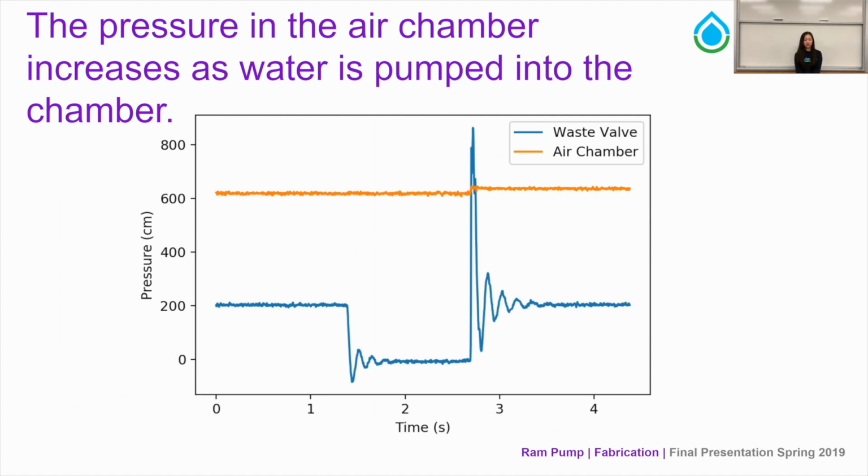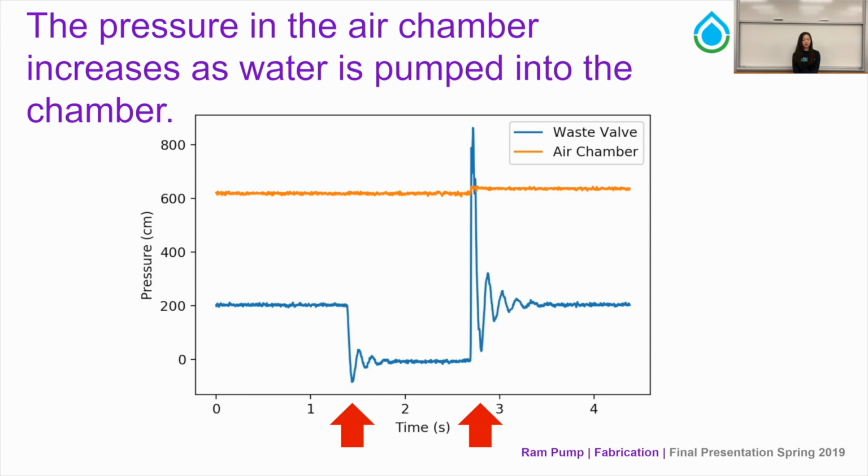In order to find the efficiency of our pump, we looked at the pressure in the waste valve and the air chamber for one cycle of the ram pump. So this graph shows the pressure traces at the waste valve in blue, and in orange is the pressure of the air chamber. At this point, indicated by the red arrow, the sudden decrease in pressure in the waste valve is when the plate opens, and at this point, the sudden spike in pressure in the waste valve indicates when the plate closes.